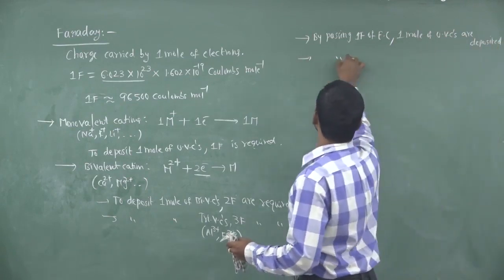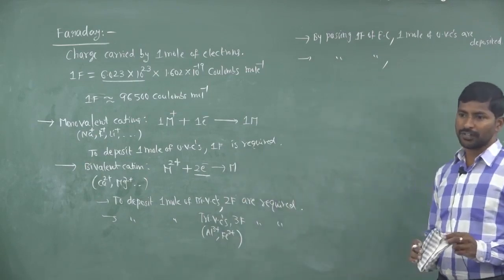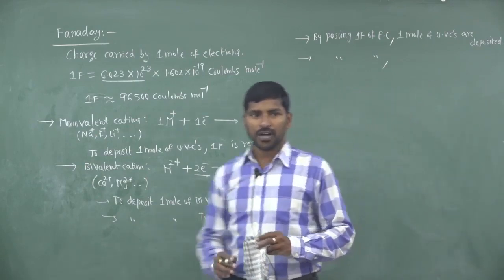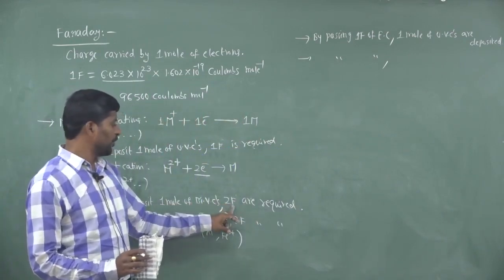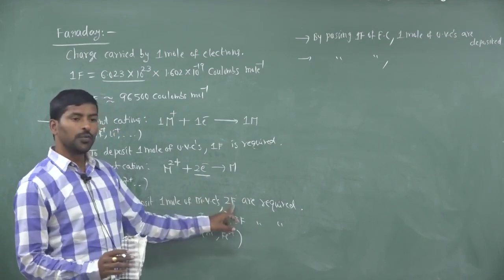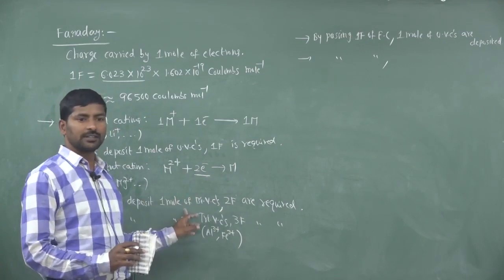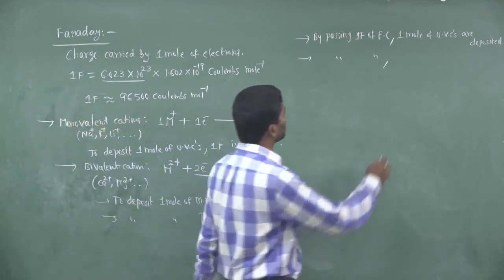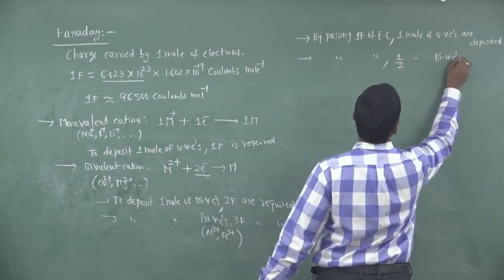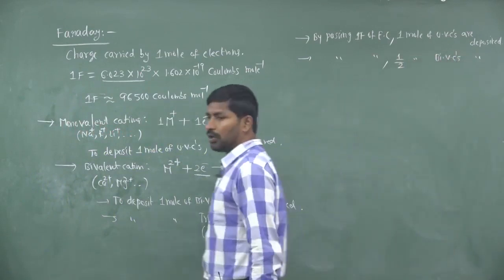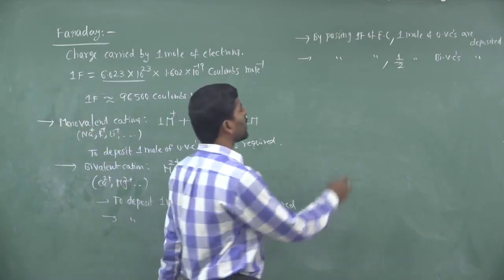Now tell me, by passing 1 Faraday of electric current, how many moles of bivalent cations are deposited? Half mole. How many Faradays are required for 1 mole? 2 Faradays are required for 1 mole. So if you pass 1 Faraday, half mole of bivalent cations is deposited.